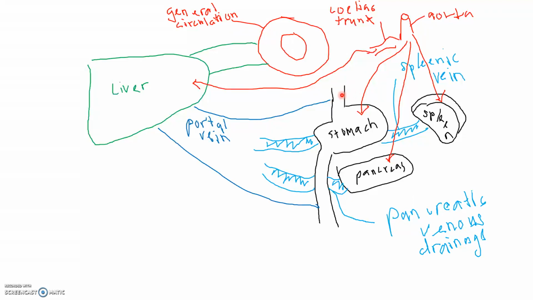All this blood is coming to the liver by this hepatic portal vein, and there is one problem with this, because the blood that is going to the liver through the hepatic portal vein is deoxygenated blood.